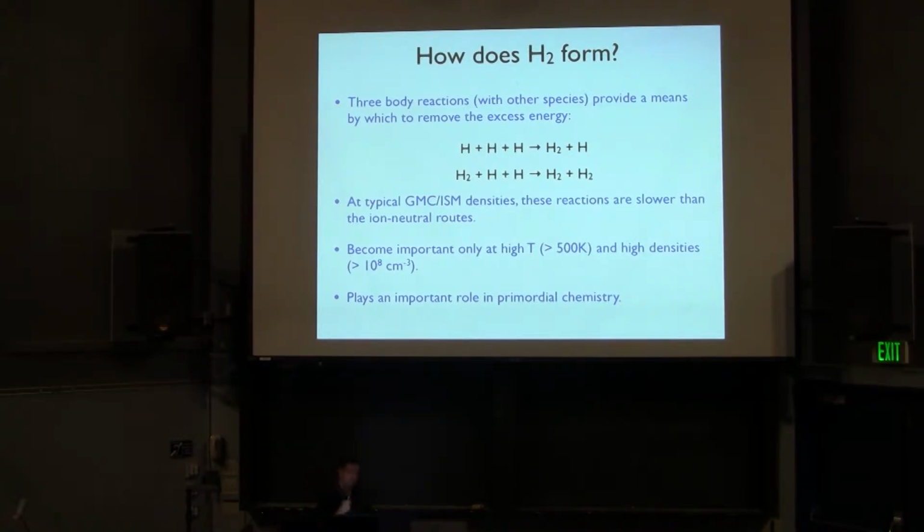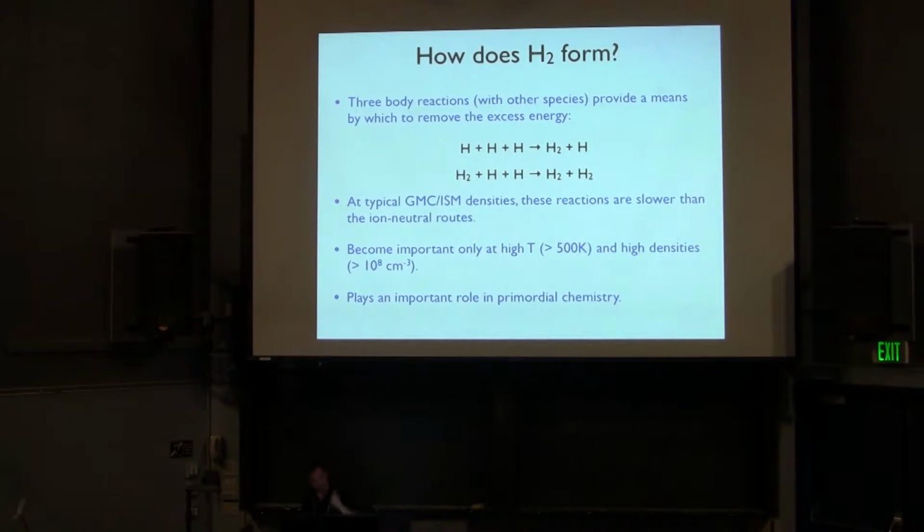Now, the problem is that to get those 3 bodies to interact all at the one time requires quite high densities and quite high temperatures. The temperatures you need are around 1,000 Kelvin. The densities you need are around 10 to the 8 number densities. So that's quite high. It's not going to work in the ISM, and it drops off like a stone when you get to lower densities and temperatures. So it's not going to be particularly important in present-day star formation. Again, it plays a very important role in primordial chemistry, and I'll come back to that later.